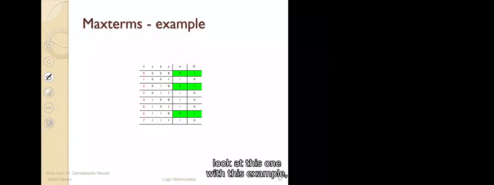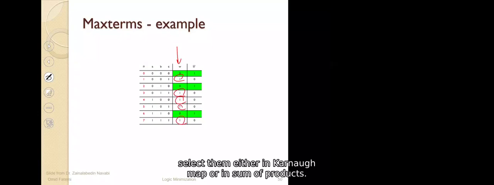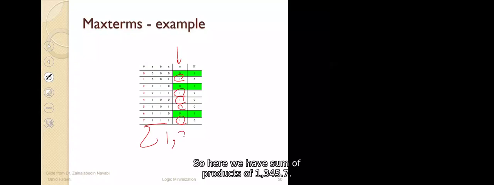So for example, look at this one. With this example, I explain the idea, and then we will define it later. Look at this function W. Up to now, we look at the ones and select them either in the Karnaugh map or in sum of products, and then we try to simplify. So here we have sum of products of 1, 3, 4, 5, and 7. So W is the sum of products of min terms 1, 3, 4, 5, 7.